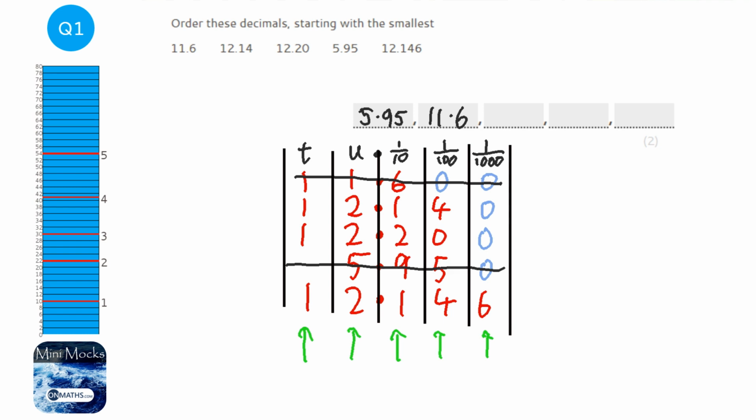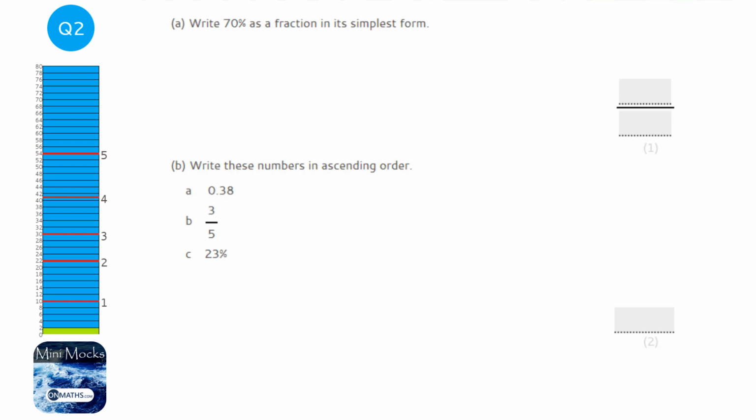So it's going to be 12.14 and then 12.146. So 12.14, then 12.146, and then obviously the largest is going to be the one left, which is the 12.20. Okay, pause the video now and have a go.